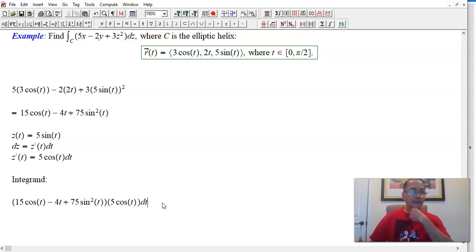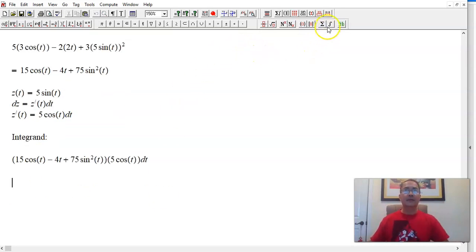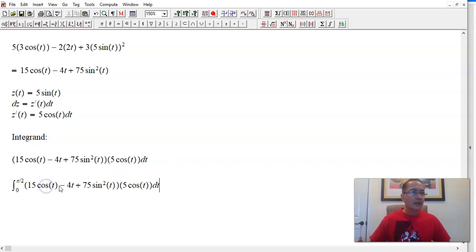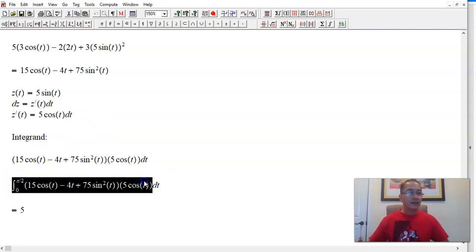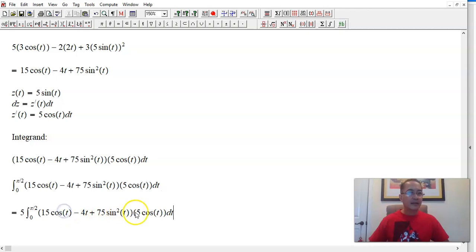Now, remember we are going to integrate this. We have the unpleasant task of integrating this. First of all, that will be our setup, integral from 0 to pi over 2 of that thing. Obviously, we can take the 5 out. Anything else we can take out? Nope. That's it. So 5 of that, and we don't need that parenthesis anymore.